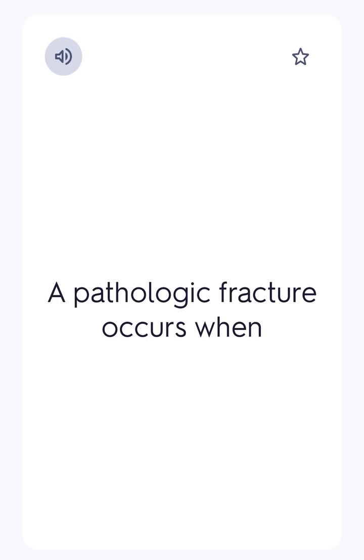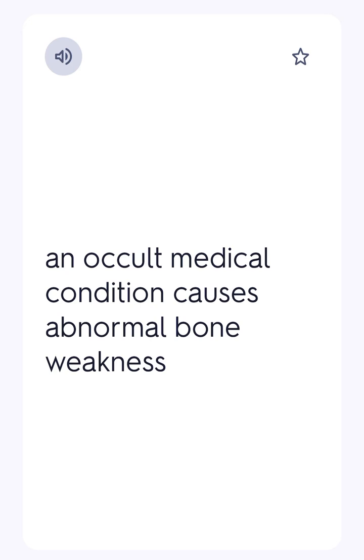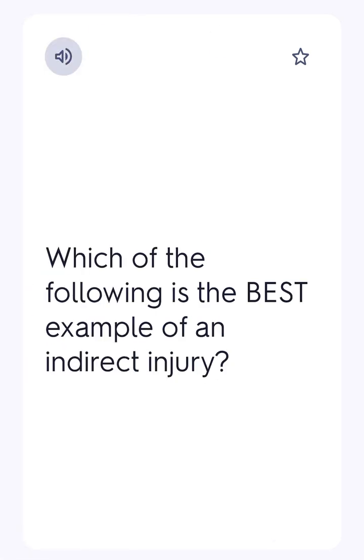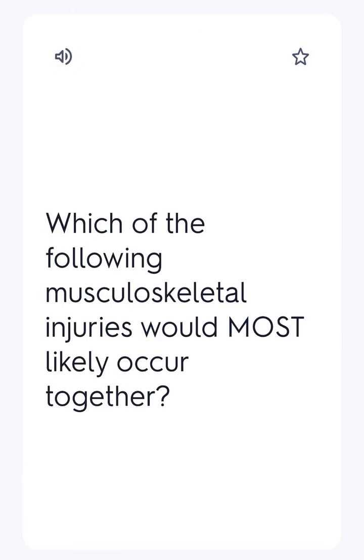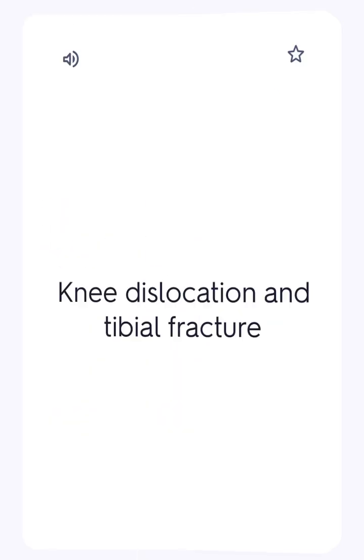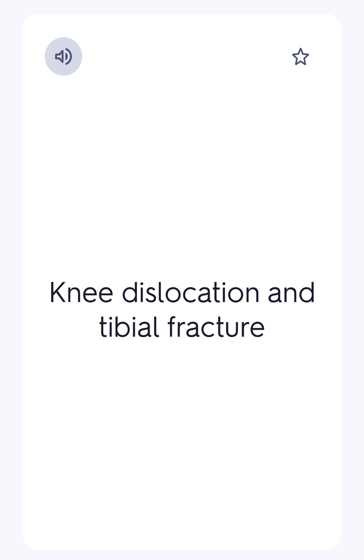A pathologic fracture occurs when an occult medical condition causes abnormal bone weakness. Which of the following is the best example of an indirect injury? Shoulder dislocation secondary to falling on an outstretched hand. Which of the following musculoskeletal injuries would most likely occur together? Knee dislocation and tibial fracture.